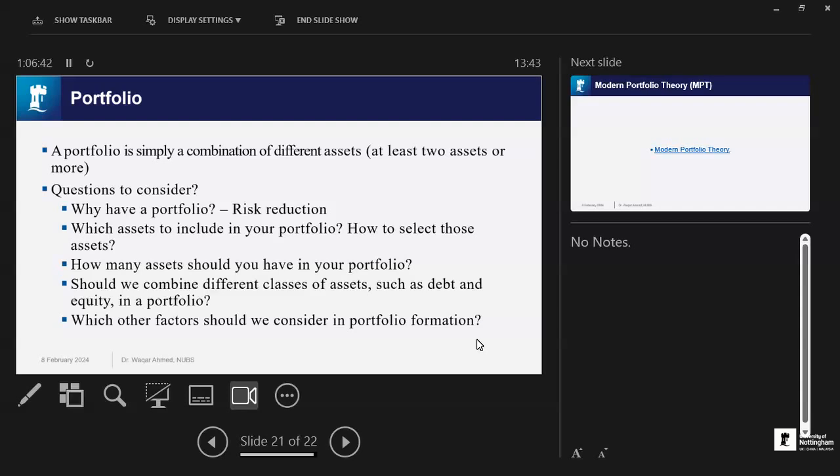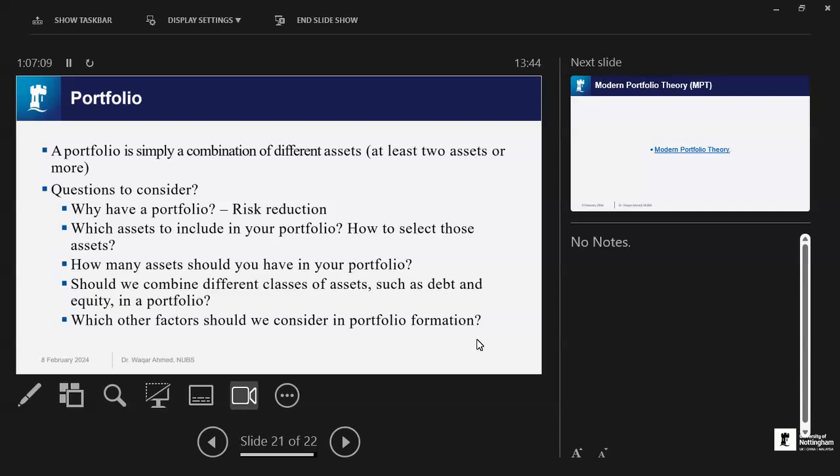What else do you need to consider? If you do want to create a portfolio, how many assets would you want in your portfolio? Is 2 enough? 100? 50? 45? How many assets would you consider?